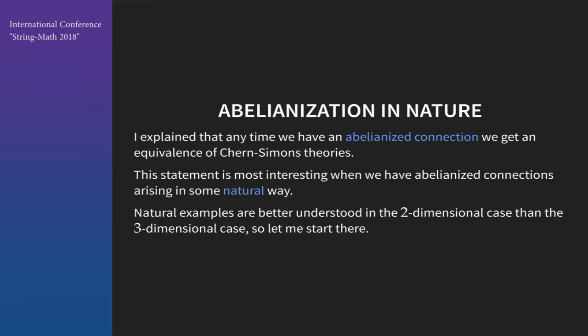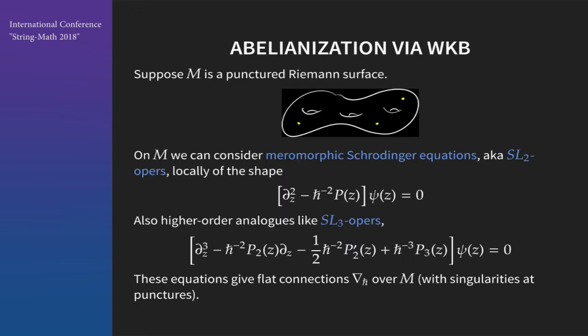So, I want to just briefly explain how you get natural examples of this structure. Let me start in the 2-dimensional case. Suppose you have a 2-manifold which is actually a Riemann surface with some punctures on it. Then you can consider a Schrödinger equation, let's say a meromorphic Schrödinger equation on that surface.